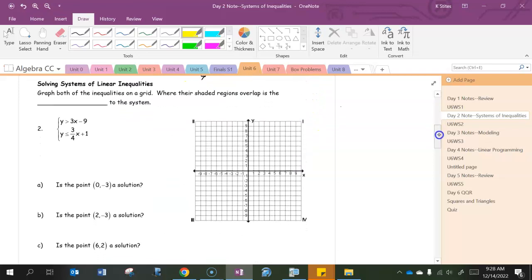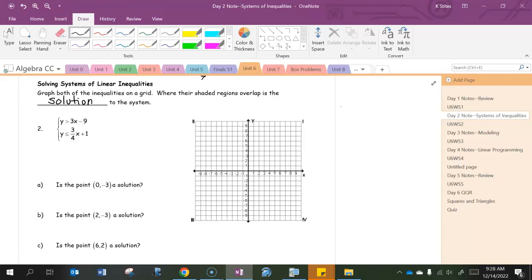Now let's talk about solving a system. Basically, we're going to graph both the inequalities on a grid, and where the shaded regions overlap is called the solution to the system. Okay, so let's go ahead and graph both of these. It's really important that you shade as soon as you graph a line. You don't want to graph both lines first. All right, so let's go ahead.